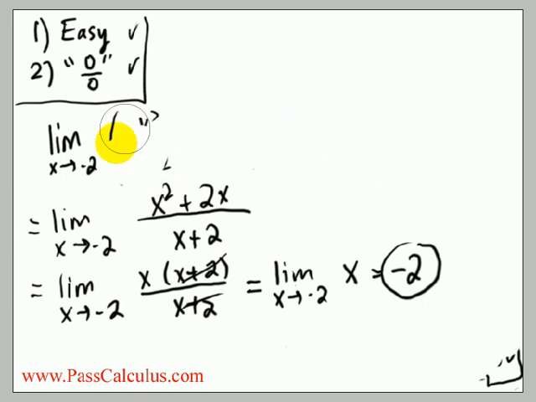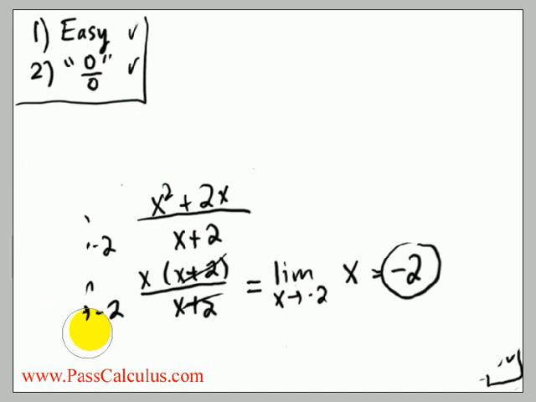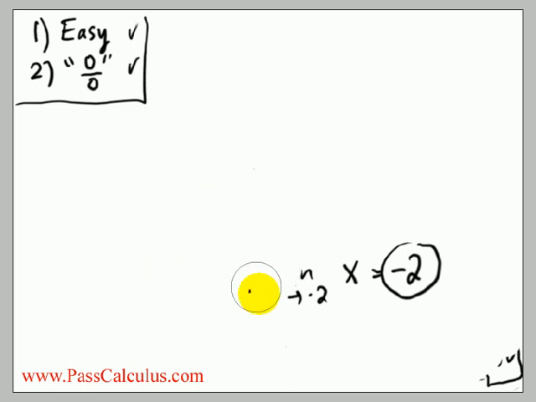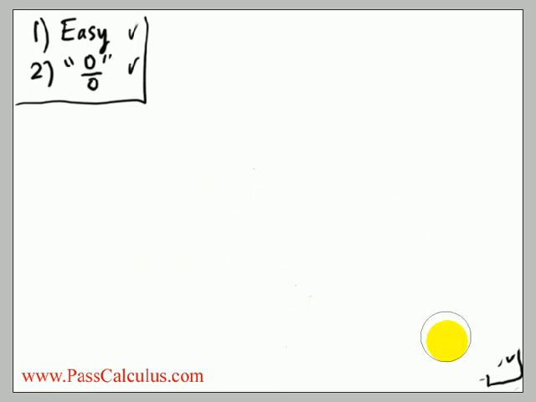Let's try another one, kind of similar to that. And just so you know, if you ever have a sum or difference of two fractions, you should probably combine them first, and then use the technique of factoring, or maybe rationalizing. How about something like this?